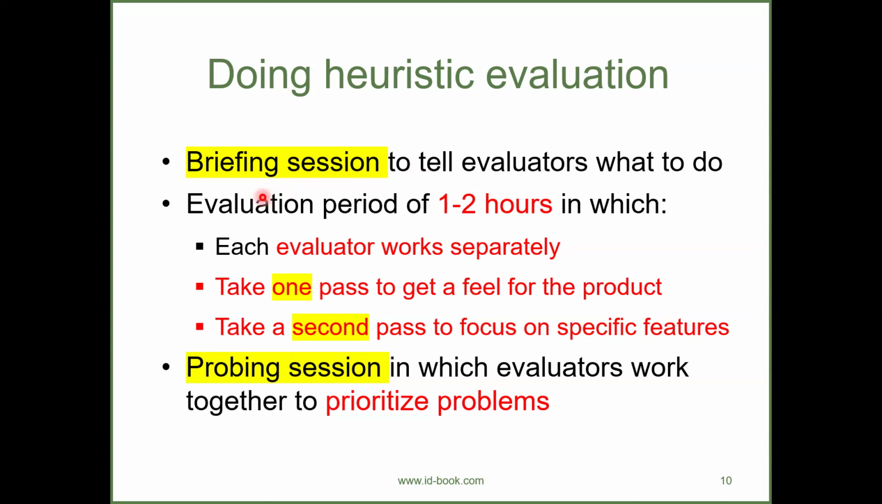Now, we want to see how the evaluation session should go on. We should explain what is needed from each evaluator. So we need to brief the session to tell evaluators what to do. The evaluation period can last from 1 to 2 hours, in which each evaluator will work separately. You take one pass to get a feel of the product and a second pass to focus on specific features. After they finish, you will have a probing session in which each evaluator works together with all the other evaluators to prioritize the usability issues they have identified.